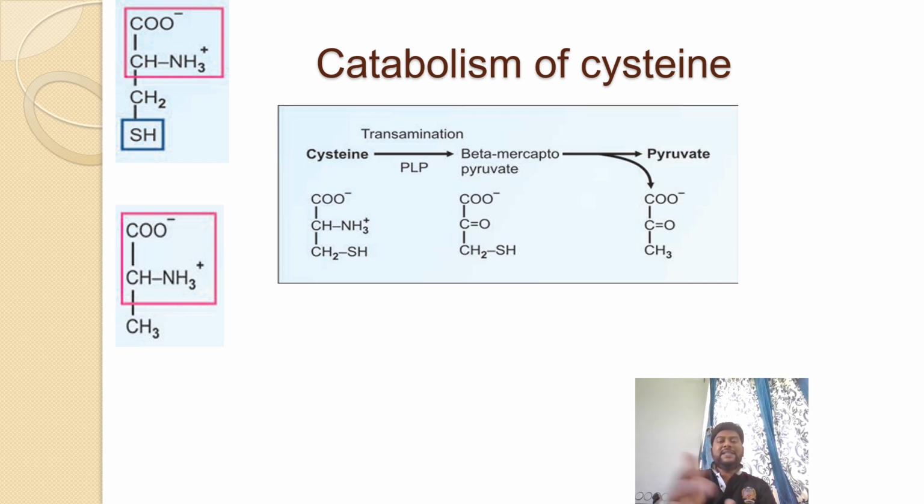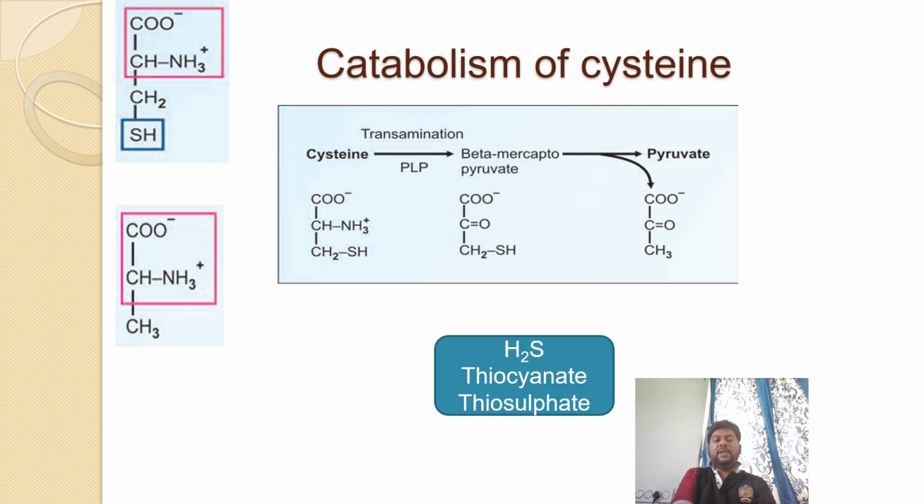Now, the sulfur atom released during this process will be removed from our body either as hydrogen sulfide, thiocyanate, or thiosulfates. So this is how cysteine is catabolized in our body. Apart from this, there is also one more pathway by which cysteine can be catabolized. That pathway is almost similar, but there is one difference.